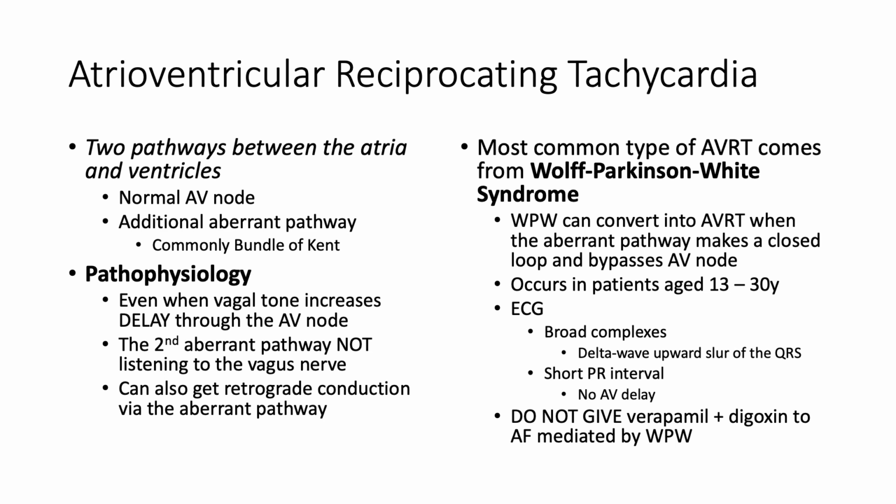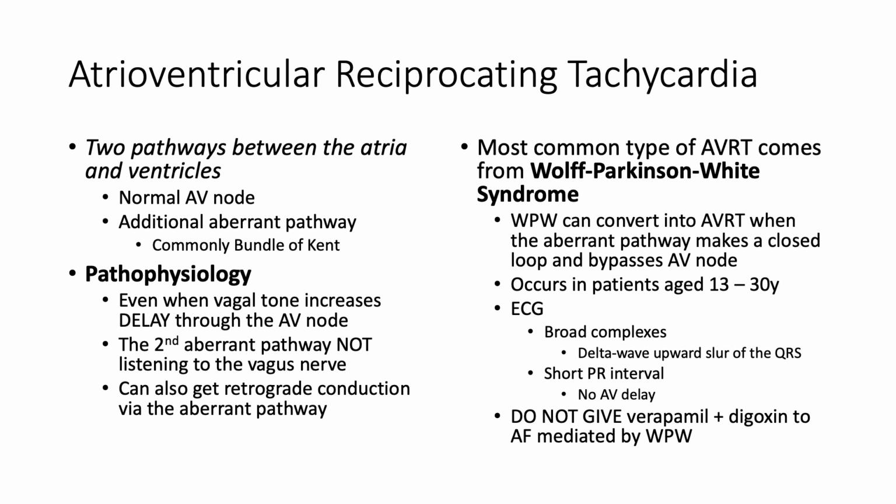AVRT is similar, but it's not in the AV node. So your AV node is normal, but you've got a different pathway. In Wolff-Parkinson-White, it's called the bundle of Kent. If you have normal vagal tone, it slows down the AV node, but you've got a second pathway that is completely unaffected by the vagus nerve, and you can get anterograde conduction, so it can go from the atria down, or you can get retrograde, which goes from the ventricles up. The most common type of AVRT is Wolff-Parkinson-White syndrome.